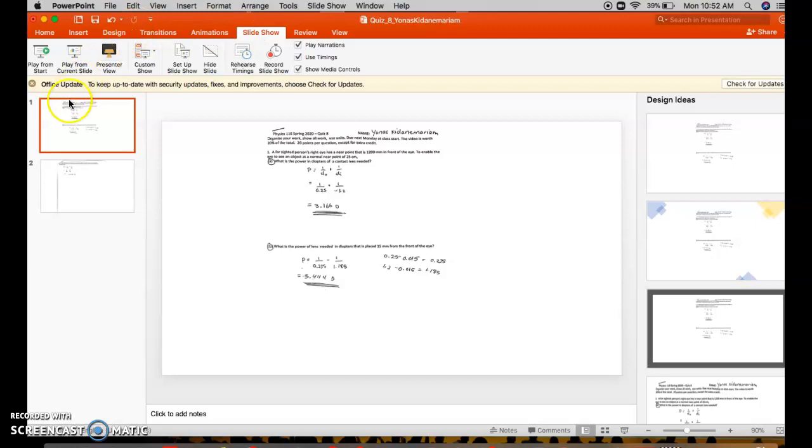So, number 1, it's saying a far-sighted person's right eye has a near point that is 1,200 millimeters in front of the eye, to enable the eye to see an object at a normal near point of 25 centimeters. What is the power in diopters of a contact lens needed?